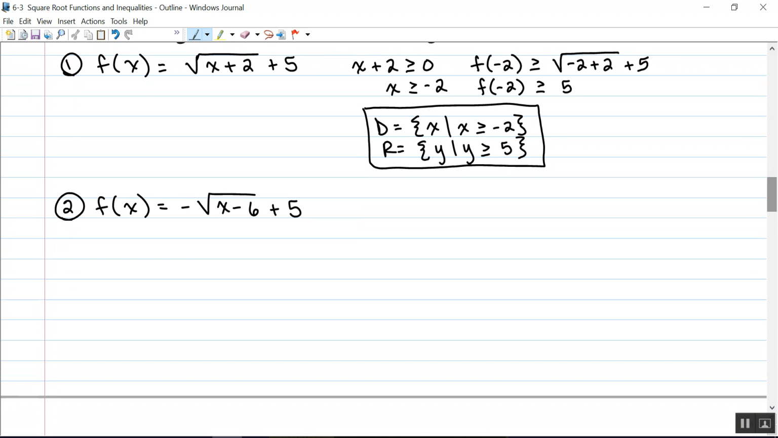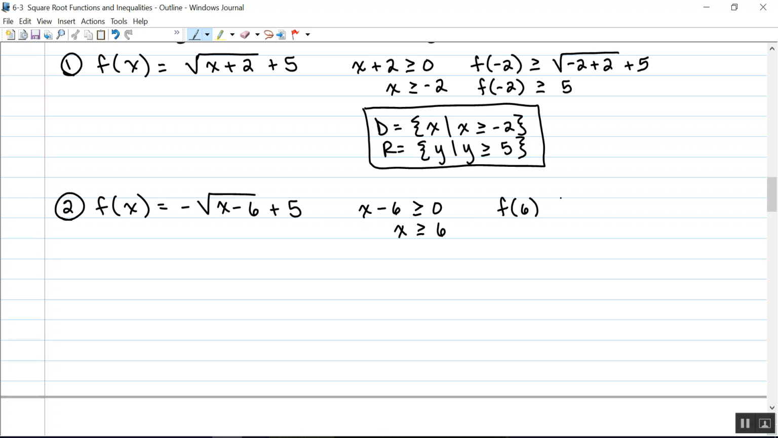Second example here, f of x equals the negative square root of x minus 6 plus 5. So let's take the radicand, and that has to be greater than or equal to 0. So x has to be greater than or equal to 6. Now, let's take that value and do f of 6, plugging that into the original function.